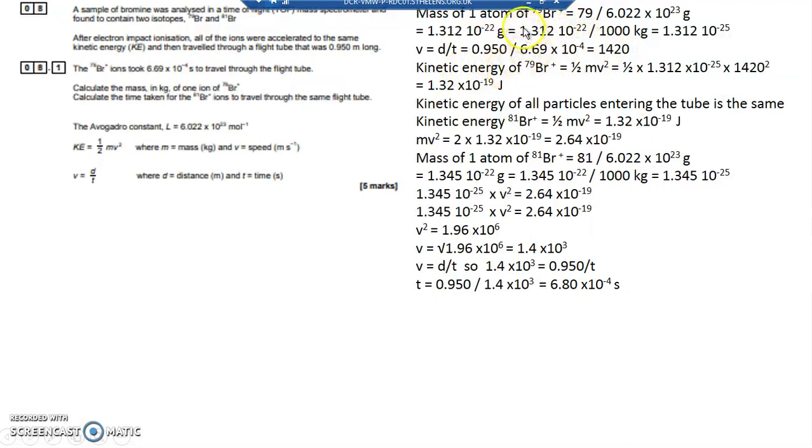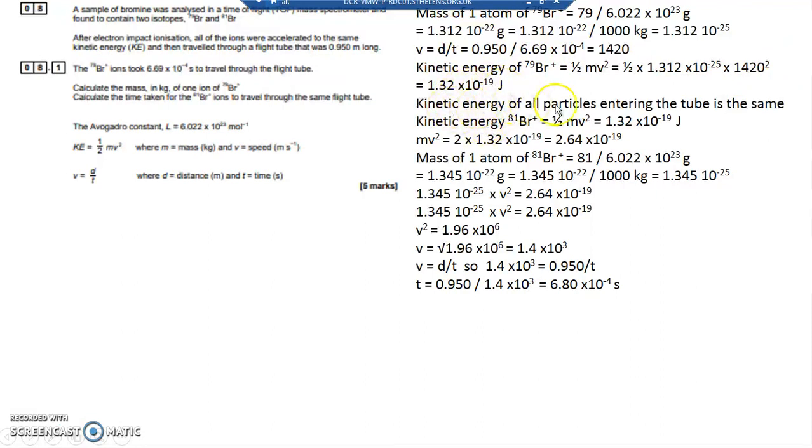So I can work out kinetic energy. Now remember, the kinetic energy of all the ions is the same. So if I work out the kinetic energy of the 79Br 1+ ion, then the kinetic energy of the 81Br 1+ ion is exactly the same. Kinetic energy is half mv squared. Half multiplied by the mass, 1.31 times 10 to the minus 25, multiplied by the velocity, 1,420 squared. So the kinetic energy of 79Br 1+ is 1.32 times 10 to the minus 19.